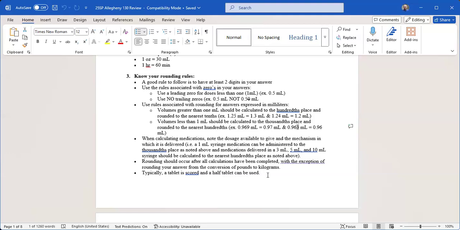Okay. But if it's going from milligrams to grams, or micrograms to milligrams or vice versa, or milliliters to liters, do not round those answers. And you'll see what that looks like in a second.